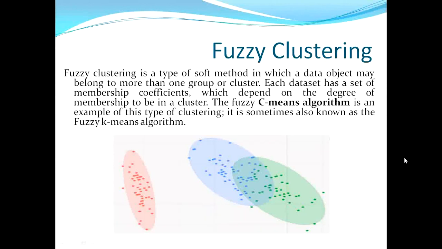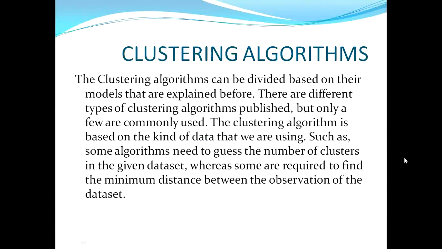Fuzzy clustering is a type of soft method in which a data object may belong to more than one group or cluster. Each dataset has a set of membership coefficients, which depend on the degree of membership in a cluster. The fuzzy C-means algorithm is an example of this type of clustering. It is sometimes also known as the fuzzy k-means algorithm. Fuzzy clustering provides more accurate and close-to-nature solutions for partitions, and herein implies more possibility of solutions for decision making.